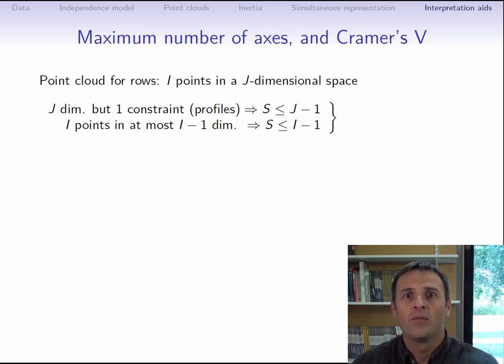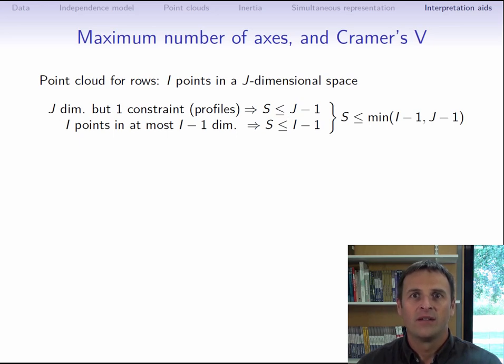Next, let's think a bit more about the number of points. There are I points, so if I equals 2, we can represent them using just one dimension. In the general case, we can perfectly represent I points with at most I-1 dimensions.